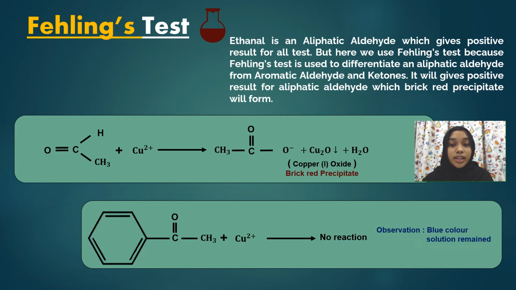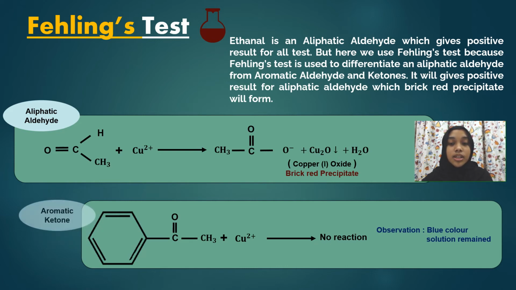As you can see, compound W, which is an aliphatic aldehyde, shows a positive result in the Fehling test, that is precipitation of red copper(I) oxide, while compound X, which is an aromatic ketone, shows no reaction in the Fehling test, that is, the blue colour solution remained.